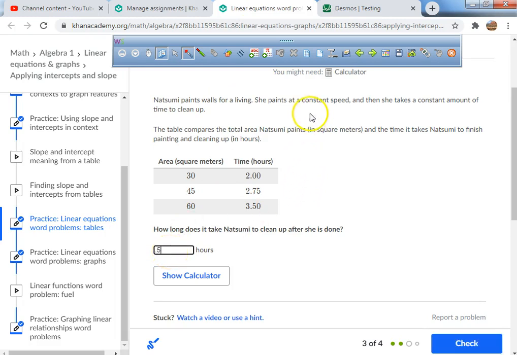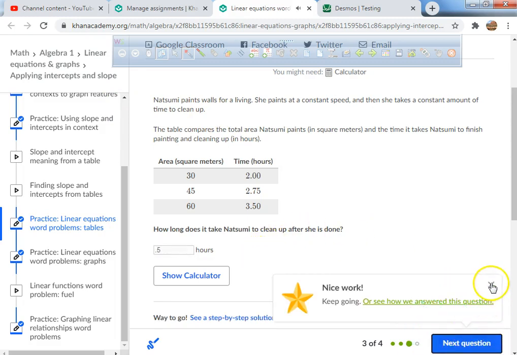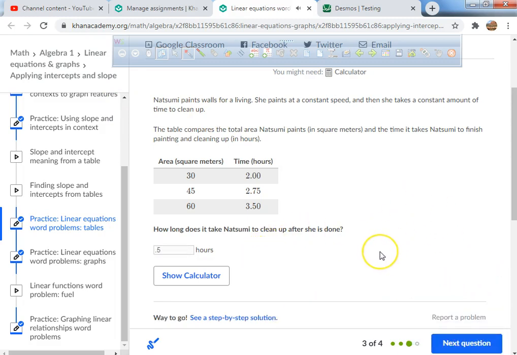So it is important to know what you're looking for. Just remember, if it's painting at a constant speed, that's dealing with the rate, so that's the slope. If it takes her a constant amount of time to clean up, that's dealing with a Y-intercept. And that's all you're doing. So make sure you know if you're looking for the Y-intercept, the slope, a point on the graph, or the X-intercept. That's what you've got to figure out when you're doing these. Hope this was semi-helpful.